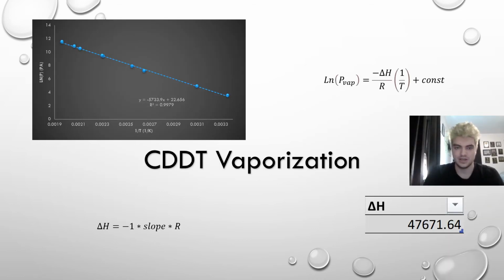Importantly enough, though, the reaction process is in the gas phase, so we need the enthalpy of vaporization for the compounds that we've worked with. So the enthalpy of vaporization for CDDT can be found by using this linear relationship here. The enthalpy is related to the inverse temperature as well as the natural log of the pressure under which this process takes place. And in the linear relationship here, basically the slope is your enthalpy if you take the slope, multiply it by -1, and then also multiply it by the gas constant.